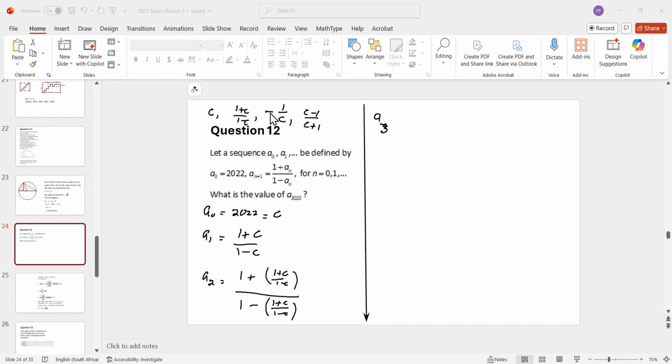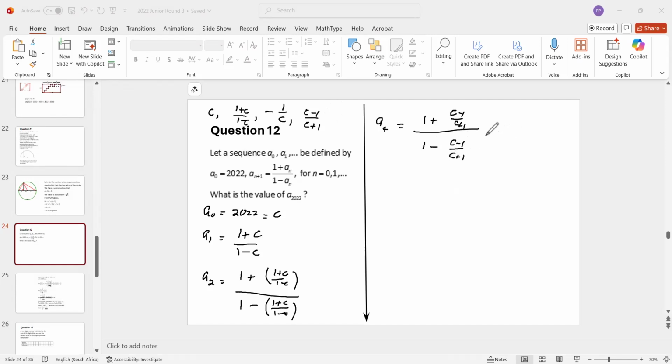I've got A3, so I can calculate A4. Each one can be worked out in terms of the previous one. So you got A4 is equal to, now you got C minus 1. So it's 1 plus C minus 1 over C plus 1, over 1 minus C minus 1 over C plus 1. That's the previous one.